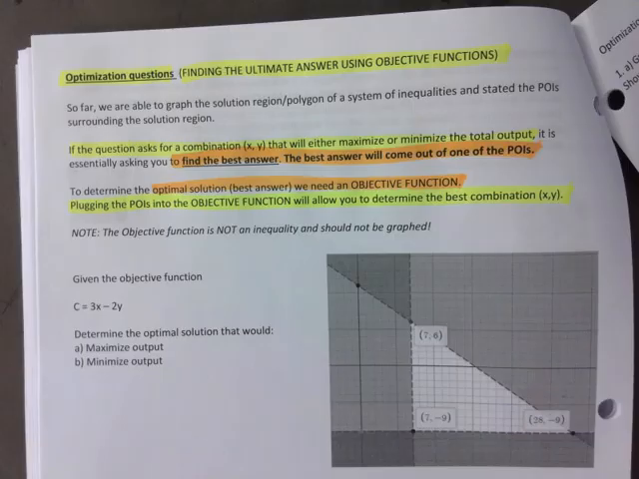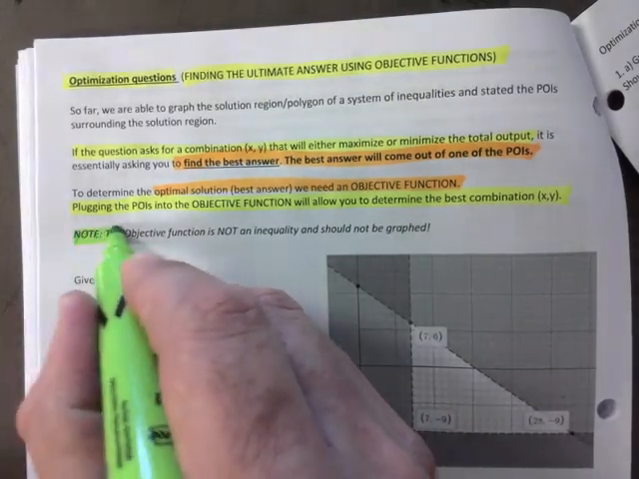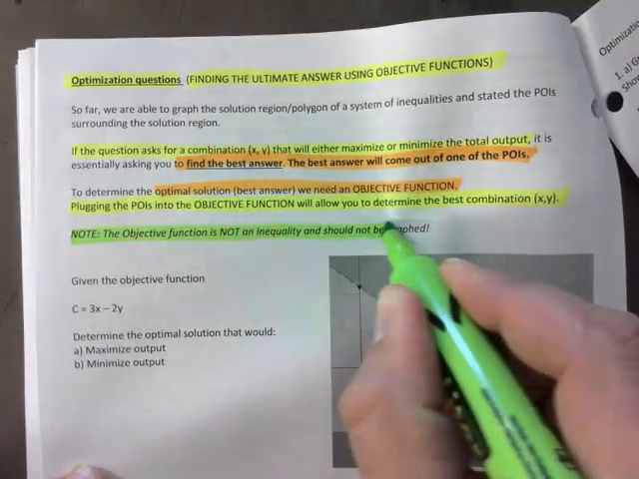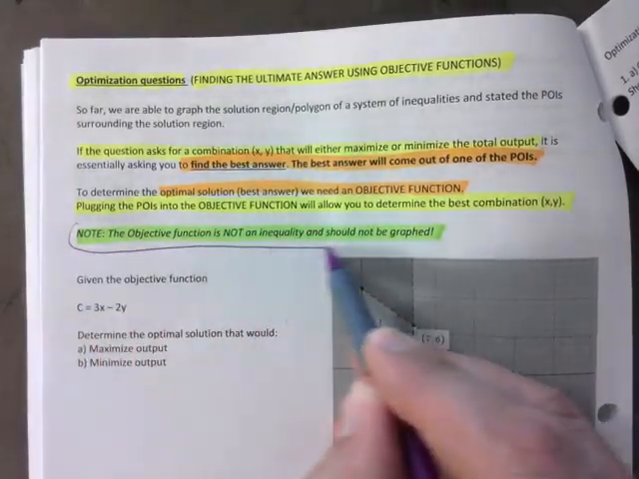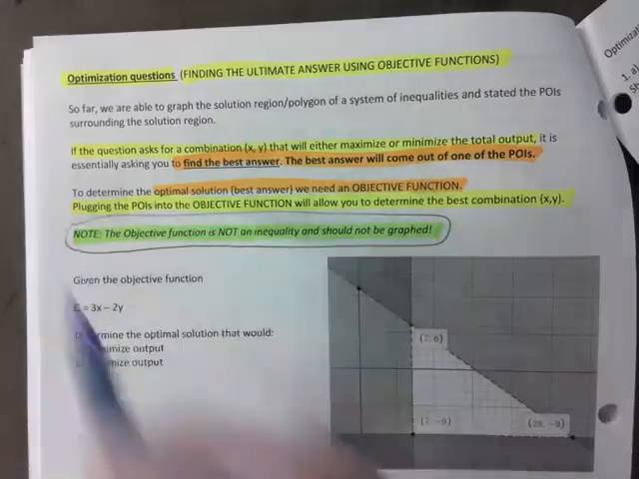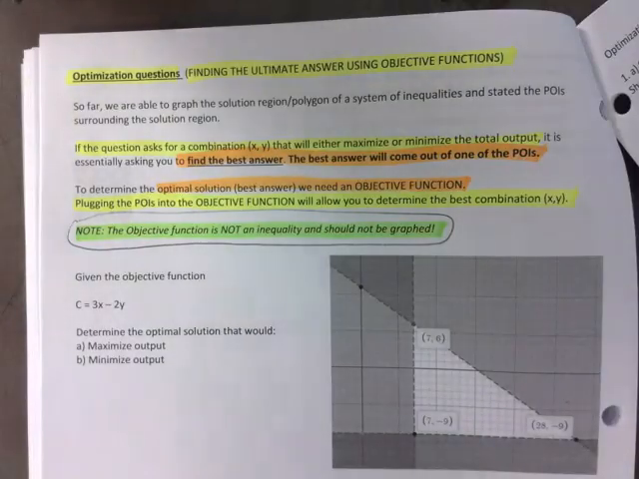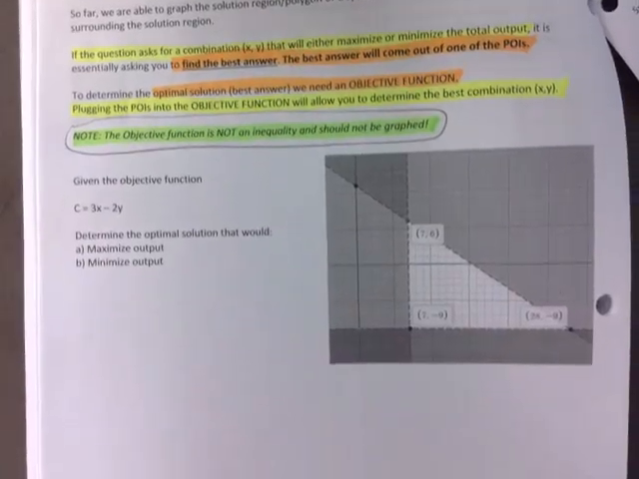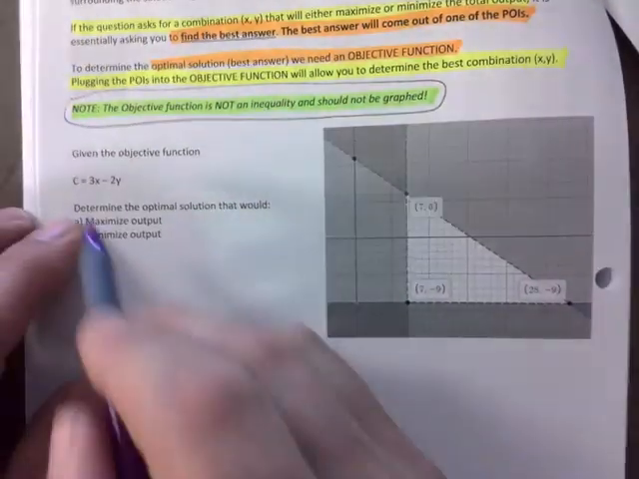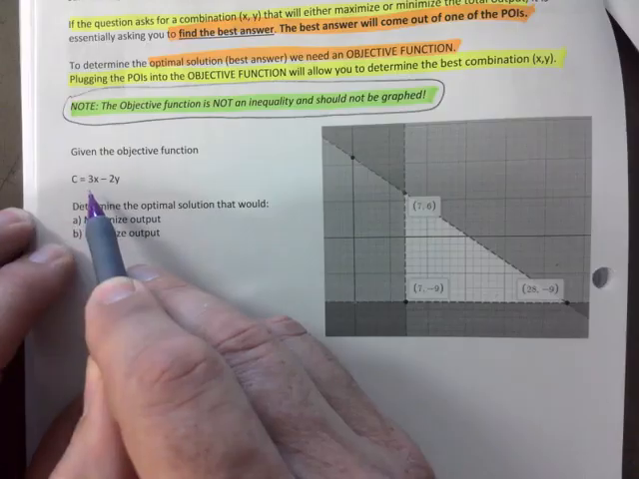And I'm going to use a different color for this one. You should too. I'm going to use something green in this case. The objective function is not an inequality and should not be graphed. Okay? I will even circle that one. Do not graph that one. So for instance, this is what the objective function will look like. Okay? C is equal to 3x minus 2y. We will learn how to come up with that shortly.